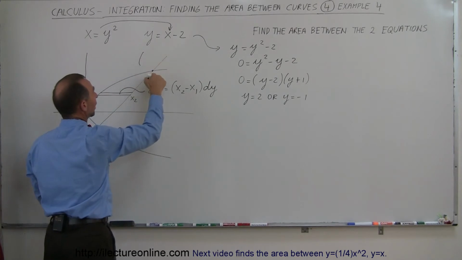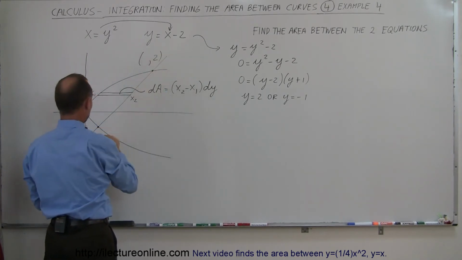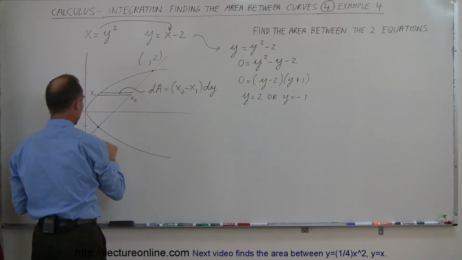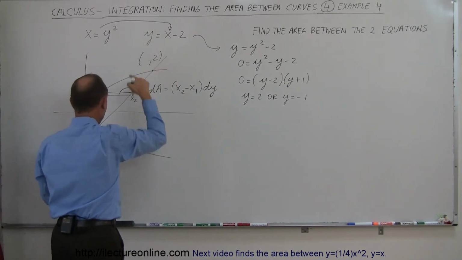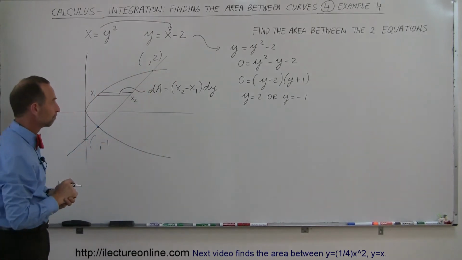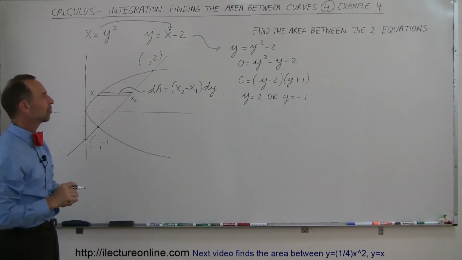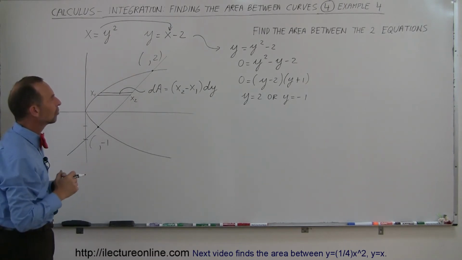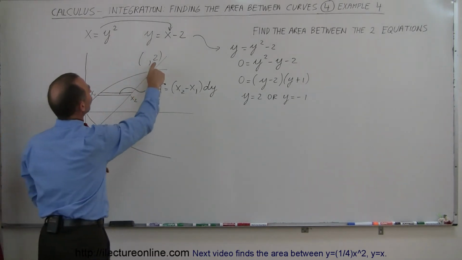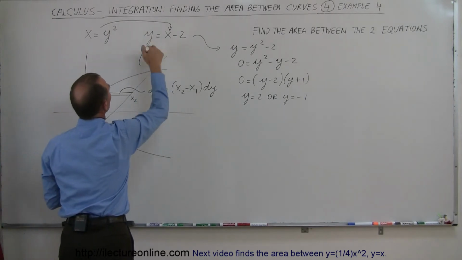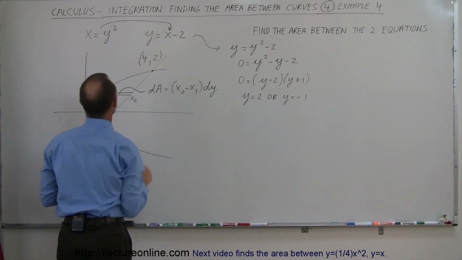So right here that looks like y would be 2, and over here that would be like y is a negative 1. I still need to find the x values for those two. Well, not really, but just to make it a little bit easier to see. If y is equal to 2, that means x must be equal to 4. I get that from that equation right there.